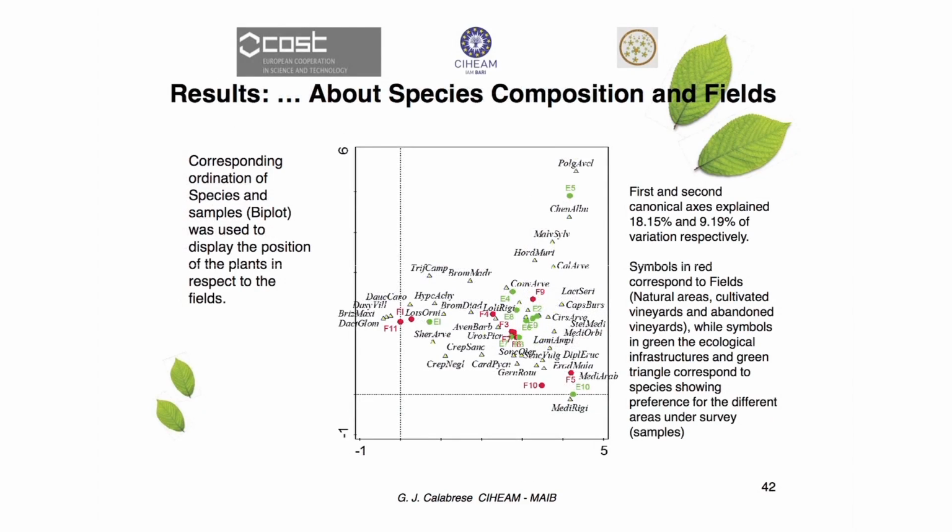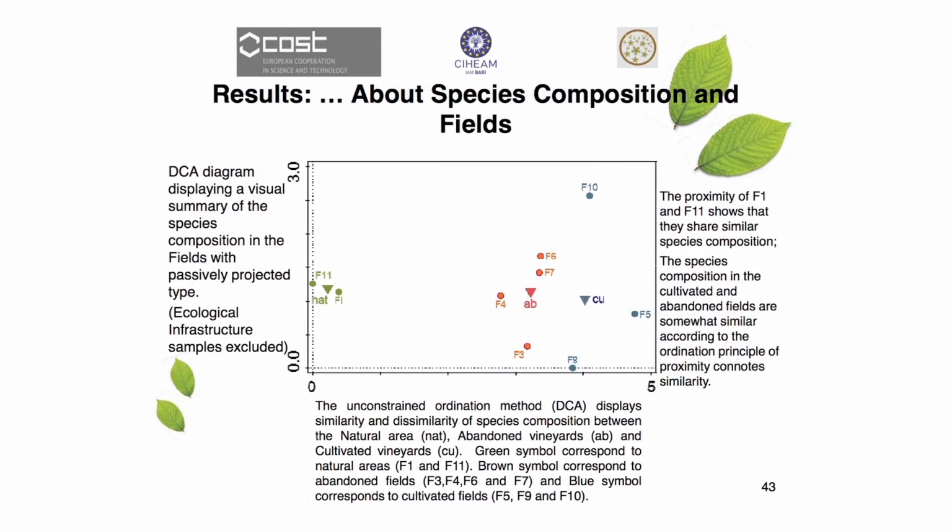Going on, we made the same work, but crossing the species with the fields of reference. Variation is reported here according to these two axes, and we found some kind of order. There are some species that clusterize close to the natural areas. There are some species that clusterize close to the field or to the abandoned fields. So now we go on with this analysis, and grouping the fields, we can see if there are fields that are characterized by some kind of species composition.